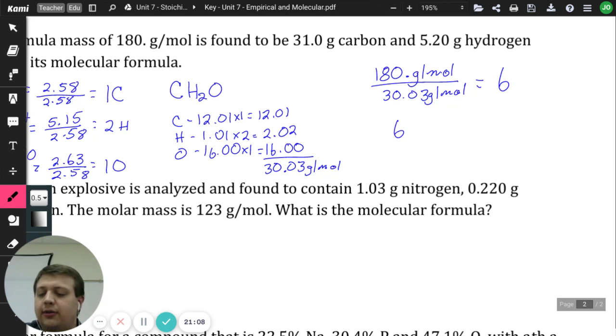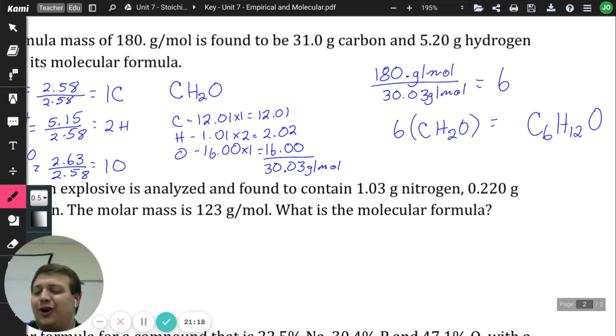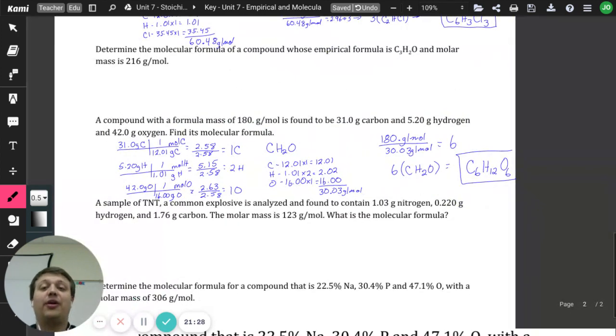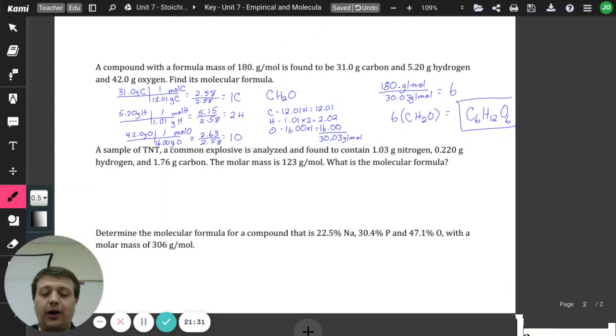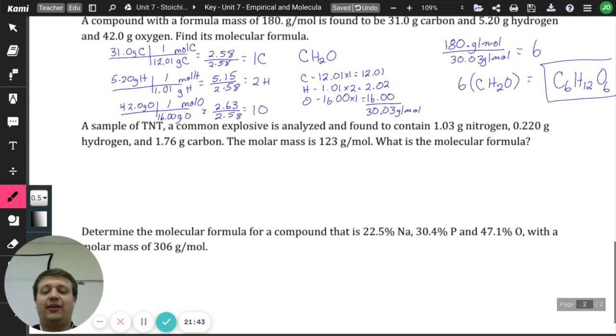Now I take that multiplier, 6 times my empirical formula, CH2O. That's going to give me C6H12O6. So that would be my molecular formula. So we solve for glucose, right? So that is how we do molecular formulas. So I want y'all to go ahead and solve this next problem. So a sample of TNT, a common explosive. I want y'all to work through that, pause your video, work through that, and then we will go over it as soon as it is time.